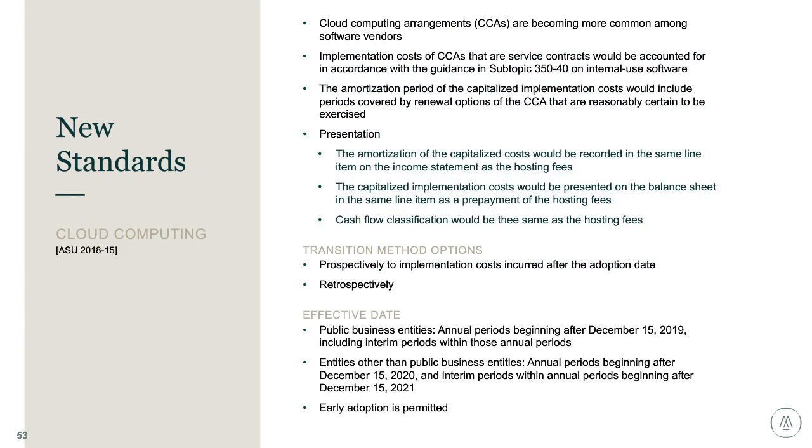ASU 2018-15 related to cloud computing. Not sure how many people or organizations this accounting standard would impact. However, be aware that there is an accounting standard coming. It's effective for public business entities for annual periods beginning after December 15, 2019, and for entities other than public business entities, it's effective for annual periods beginning after December 15, 2020.